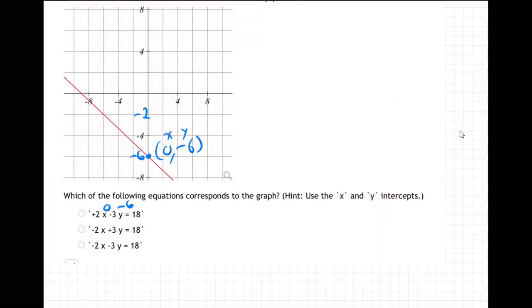What is 2 times 0 minus 3 times -6? Well, 2 times 0 is 0, and then that's plus 18, right? Because negative times negative. And that is 18, which is what it's supposed to equal. So that one works. I'll go check. But we still have to check this other point. So now let's check this point.